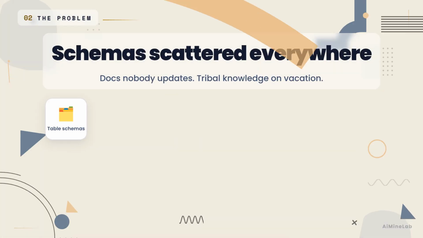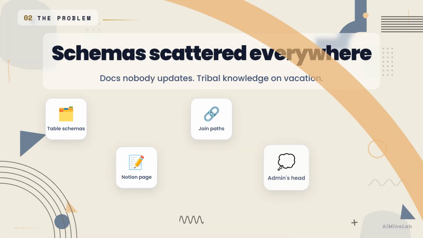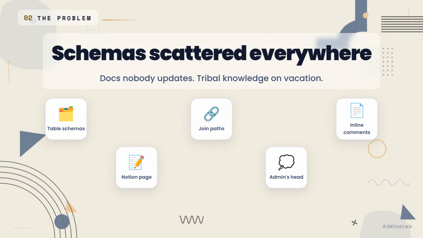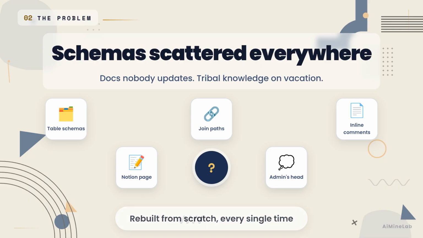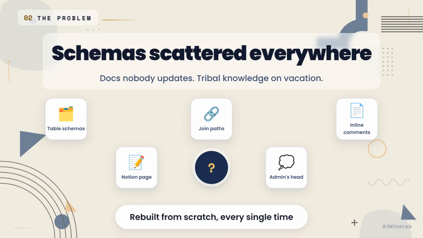Every company sitting on Salesforce has the same hidden mess. Table schemas sit in one place. Field definitions sit in a Notion page nobody updates. The join path between opportunity and account sits inside one senior admin's head, and that admin is on vacation this week. An AI agent trying to answer a real question has to stitch all of that together from scratch every single time.